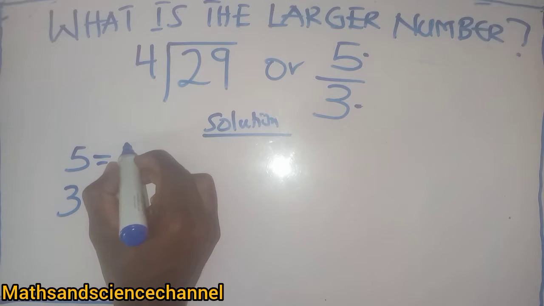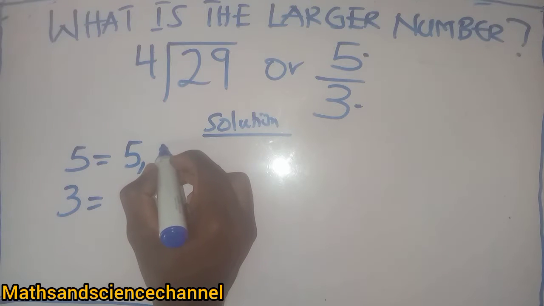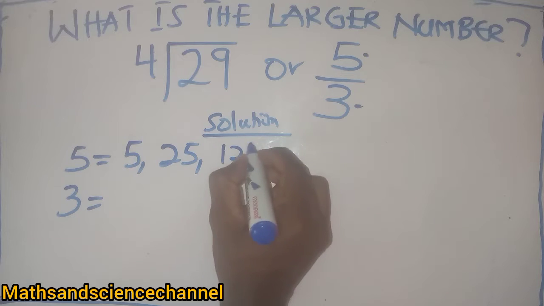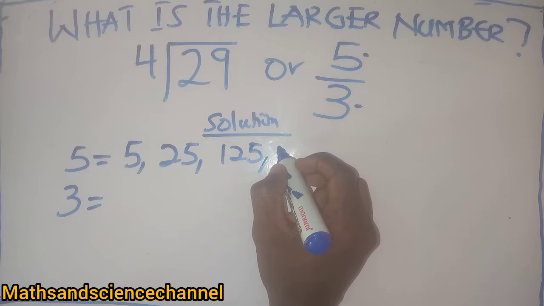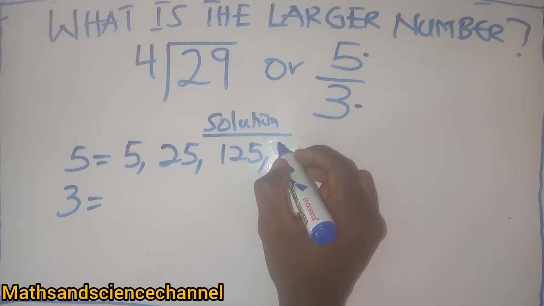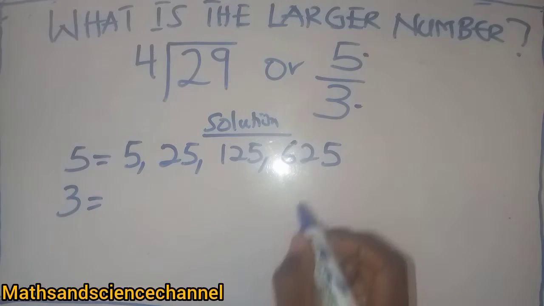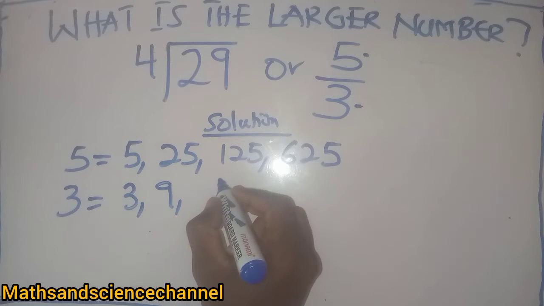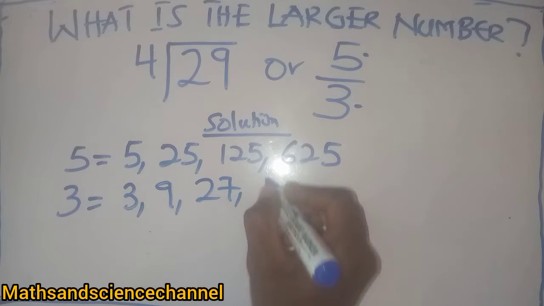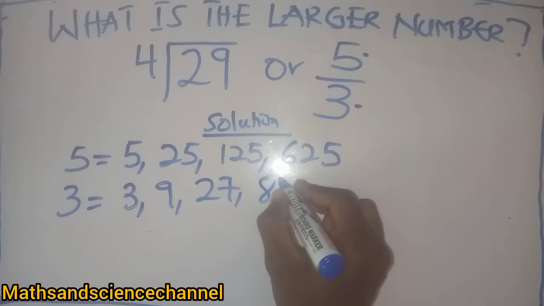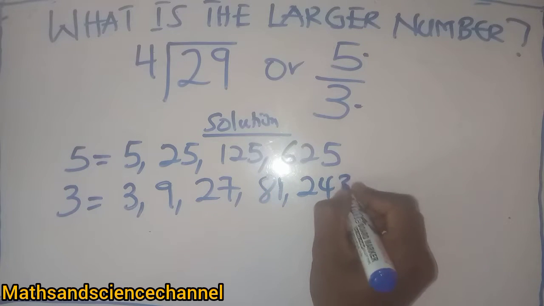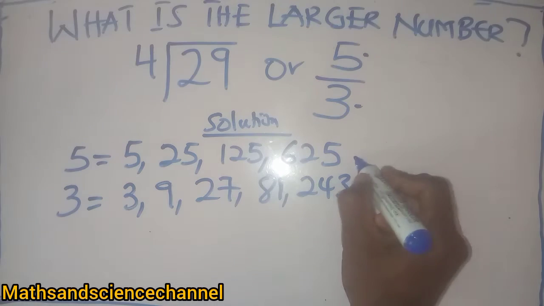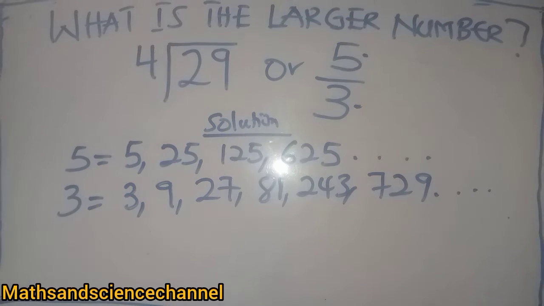Now if I double 5, I'm going to get 5 here. I double it, 5 times 5, 25. 25 times 25, 125. 125 times itself is 625. So let me stop here. Now the next one, we have 3 here, goes to 9, and then 27, and then 81, and then 243, and then when we double it, it goes to 729.